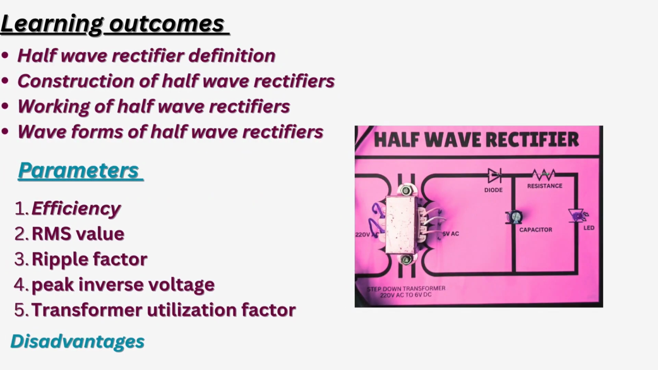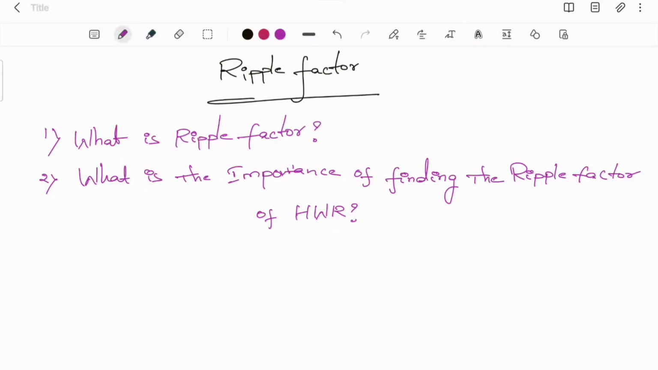So this is the third video of the rectifier series. In the last two videos, I explained the construction and working of the half-wave rectifier, and also we discussed two important parameters, that is the average value and the RMS value. So in today's session, we are learning about one of the important factors, that is the ripple factor.